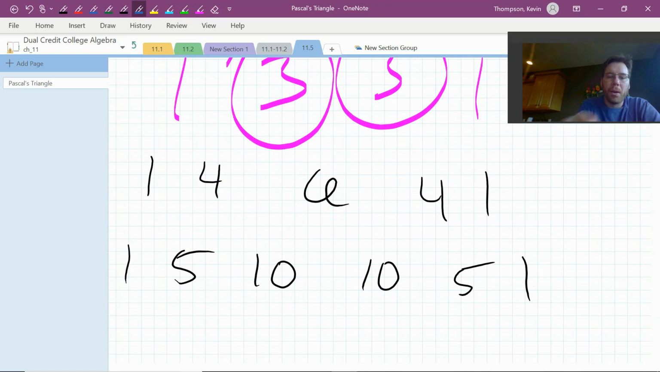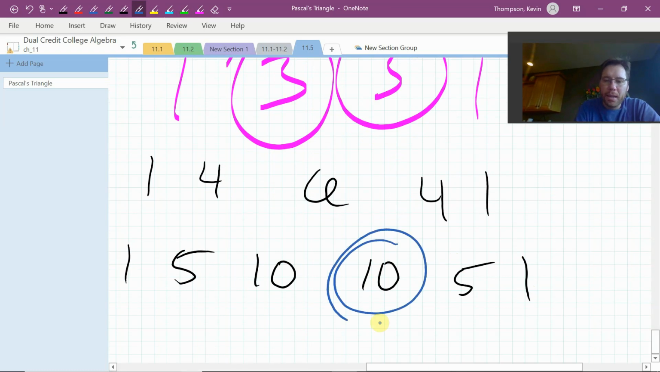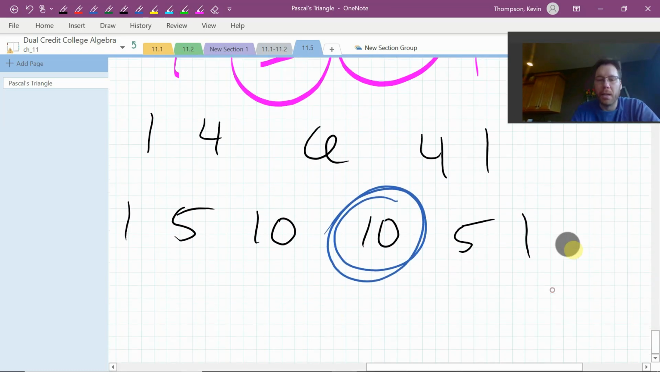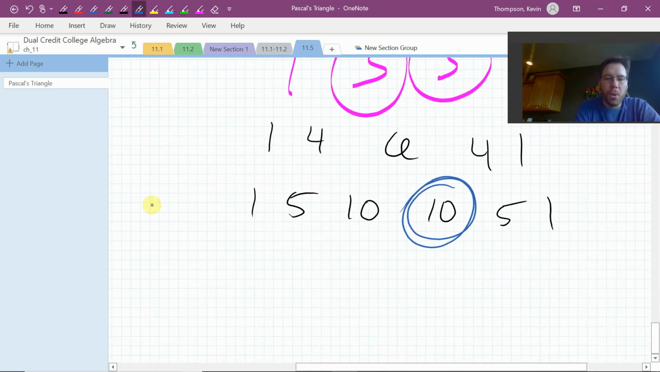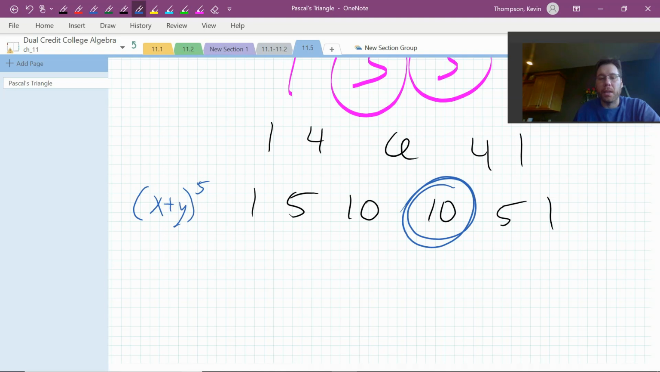So let's think about how to get just the second 10 in that list, 1, 5, 10, 10, 5, 1. So we are multiplying out an x plus y to the fifth. Okay, so that's what we're multiplying out to get something like that. So if I'm looking for that second 10, think about the powers of x. Powers of x here would be going down.